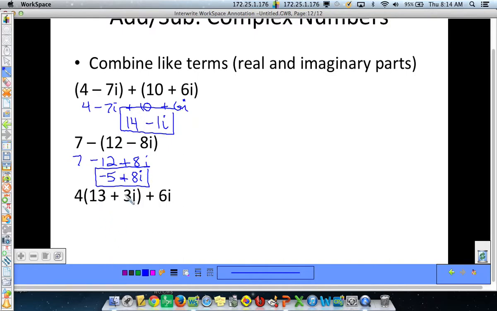And then the last one, same thing. Just as we do in algebra, you multiply each part of the complex number by 4. So 4 times 13, that would give you 52. 4 times 3i is 12i. And then bring down the 6i. Combine your like terms, you get 52 plus 18i.